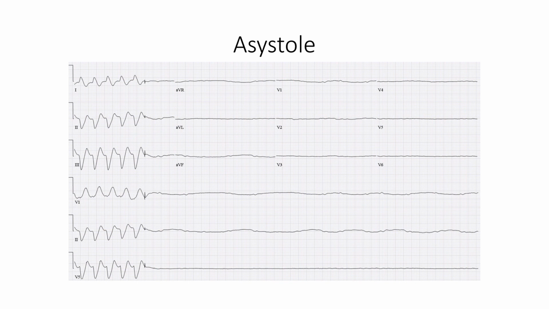Finally, you can see here an example of VT that is changed to asystole. And so asystole is essentially uncoordinated movement of the cardiac rhythm that is essentially fine or zero electrical activity.